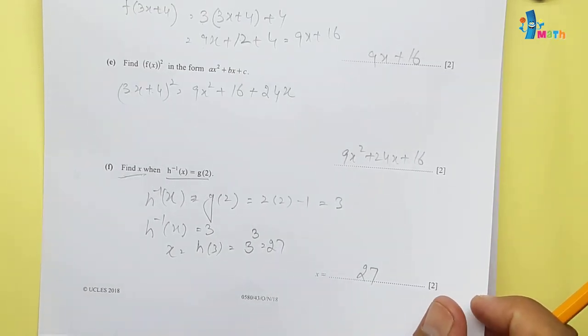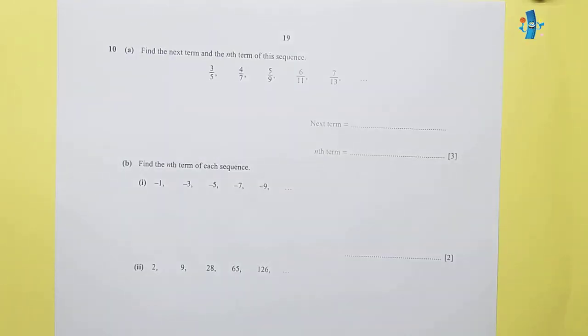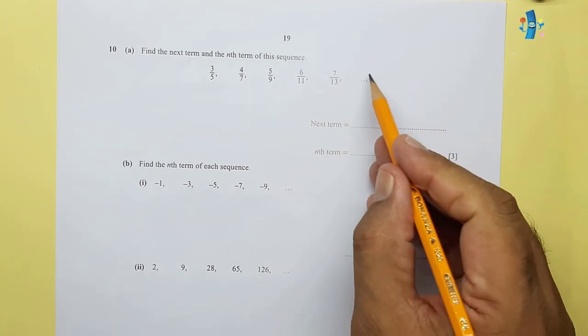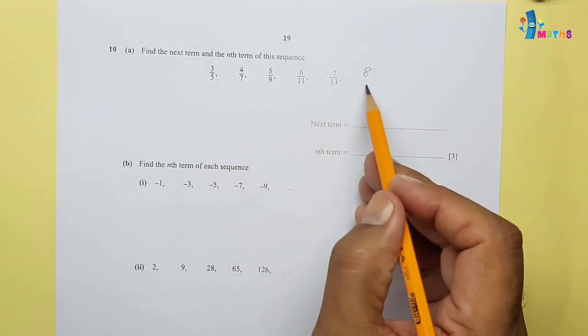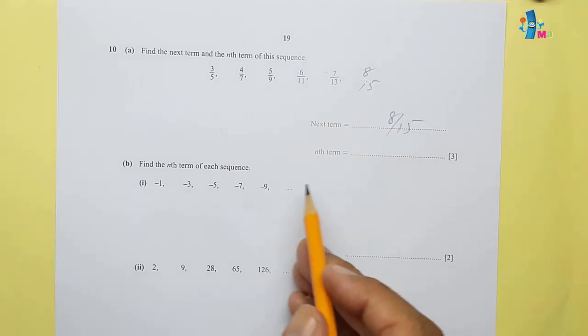Next part will be, the next question is question number 10. Find the next number. Basically, this is a sequence question, and we have to write down the next term. 3, 4, 5, 6, 7. Next will be 8, and this is 5, 7, 9, 11, 13, and this will be 15. So 8 over 15 will be the next term.